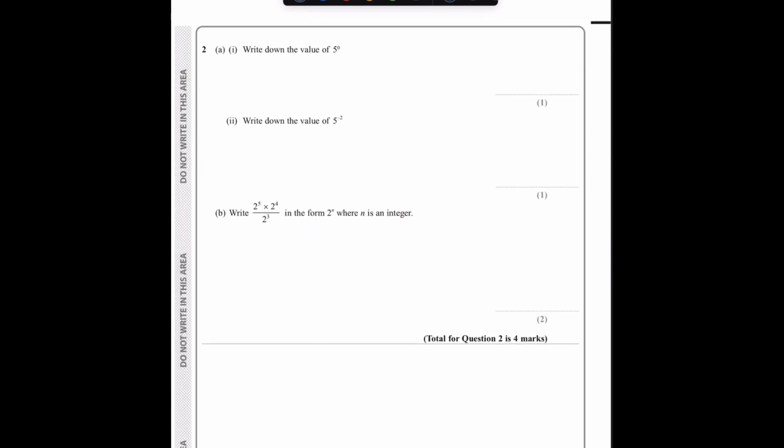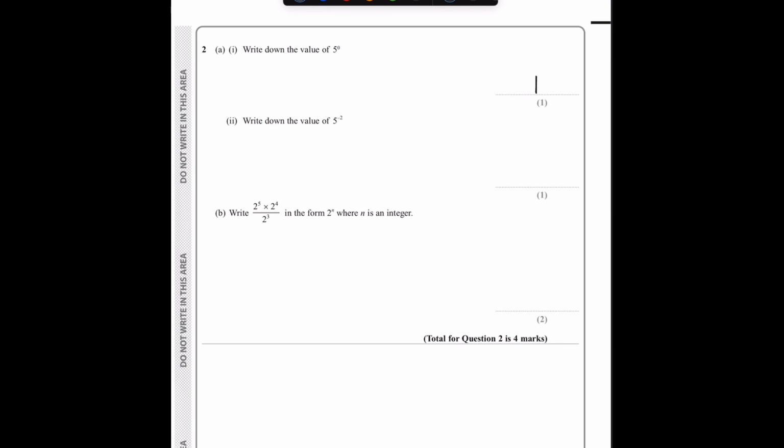Moving on to question 2 now. Question 2, part A, says, write down the value of 5 to the power 0. Now, a fact we should have learnt in school is that anything to the power 0 is equal to 1. So 5 to the power 0 is also equal to 1.